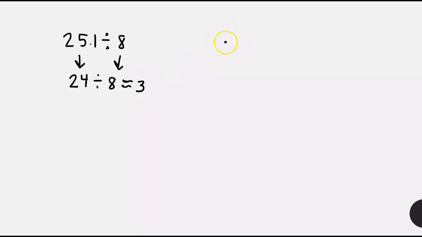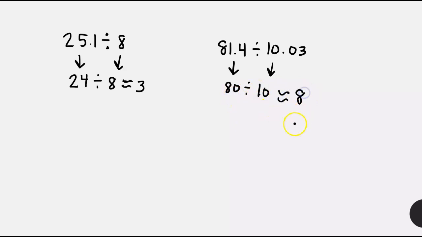Here's another example. 81 4/10 divided by, let's see, 10 3/100. Well, I'm looking at this and I'm thinking, okay, well, 81 sure is close to 80. And I'm going to divide by 10. I'm just going to leave it 10. I'm making it easy for myself. 80 divided by 10 gives a quotient of about 8.